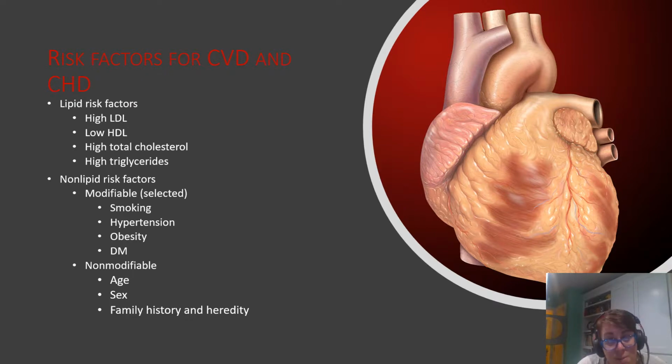This is definitely not an exhaustive list of the modifiable risk factors for CVD and CHD, but we can see that smoking, obesity, and diabetes compound the risk presented by hyperlipidemia. Hypertension, discussed a bit in a future slide, may also be a risk factor and contributor to cardiovascular disease. Non-modifiable risk factors are things that we don't have any way to change, and those include age, sex, and family history and heredity. At this point, we don't have a way to change genetics, but maybe one day in the future we will.